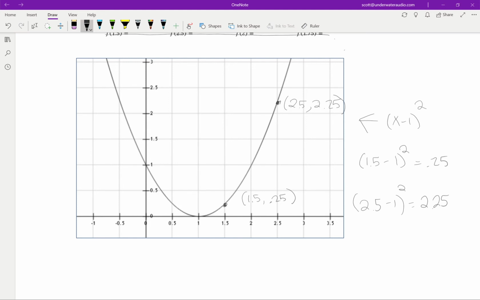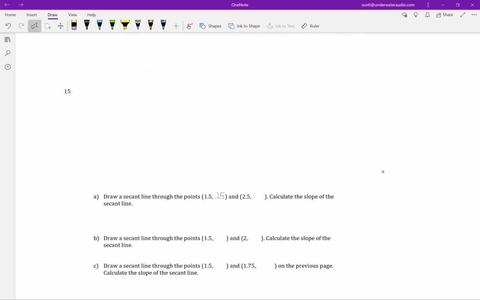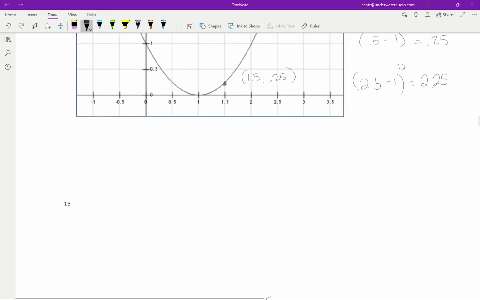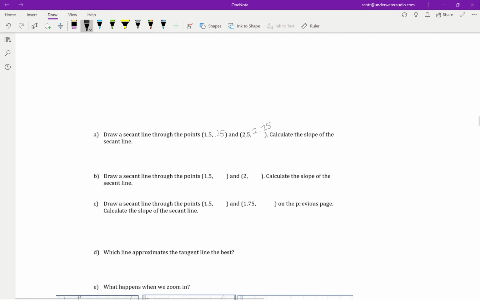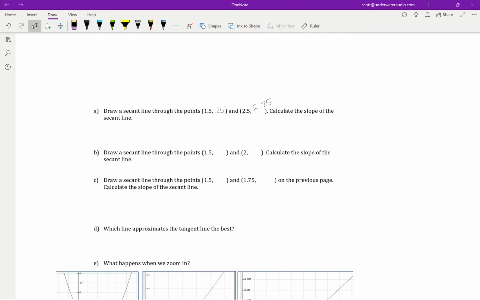Okay, so going back to the directions here. Let's fill this in. Draw a secant line through the points 1.5, 0.25 and 2.5, 2.25. If you remember, a secant line is just the straight line that connects those 2 points. So I'll do my best here to draw a secant line. Okay, it's not a great straight line, but I tried. Now that I've got that, I'm going to try to find the slope of that line. So calculate the slope of the secant line, because remember when we're trying to find derivatives, that's all about slopes.